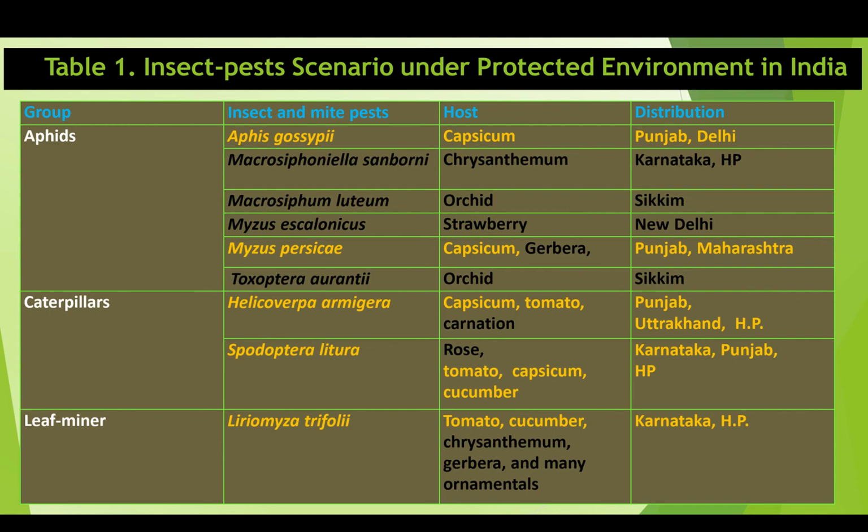So in this table I have given what are the groups, what are the insects and mites, which type of crop they affect, and what is the distribution, in which places they mostly occur. So go through this table.